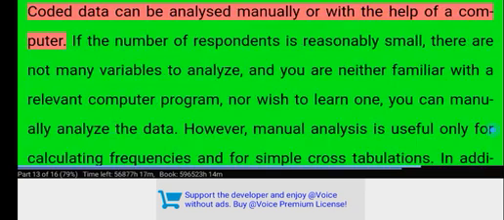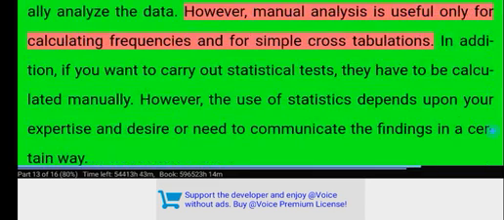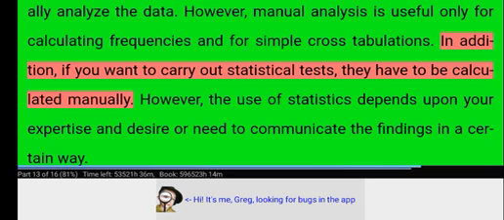Approaches to data analysis. Coded data can be analyzed manually or with the help of a computer. If the number of respondents is reasonably small, there are not many variables to analyze, and you are neither familiar with a relevant computer program, nor wish to learn one, you can manually analyze the data. However, manual analysis is useful only for calculating frequencies and for simple cross-tabulations. In addition, if you want to carry out statistical tests, they have to be calculated manually.